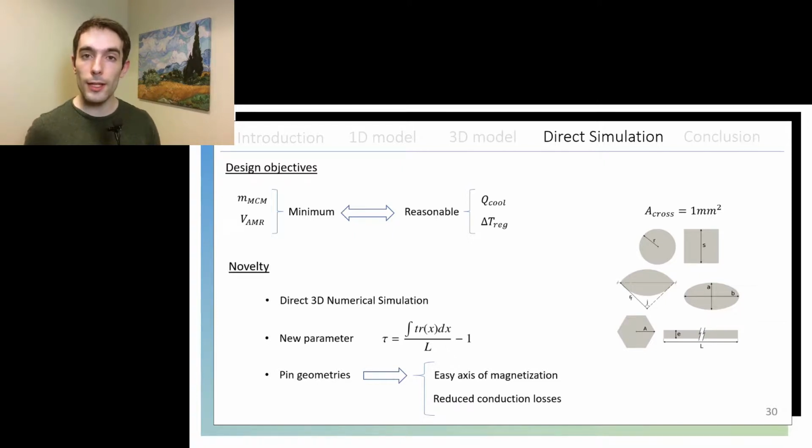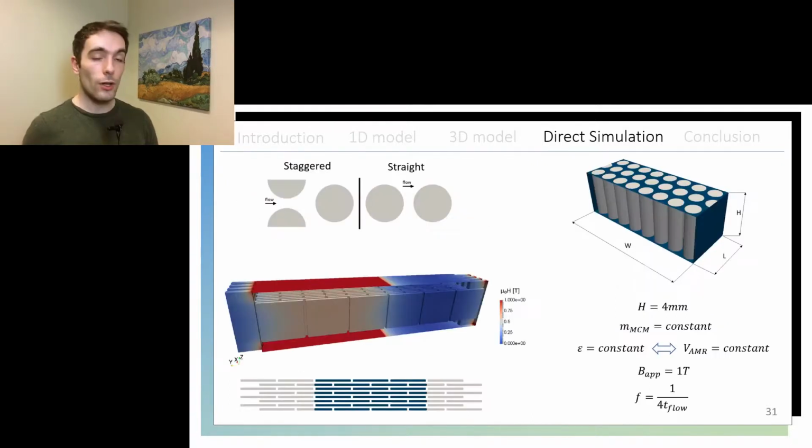This is related to the distance the heat transfer fluid has to travel to make it to the other end of the regenerator. And I consider pin geometries because they have an easy axis of magnetization, and since they don't have to be in contact with each other, that might reduce as well the conduction heat losses. So I consider two configurations for these pin geometries, and that would be staggered and straight cases, as you can see on the upper side of this slide.